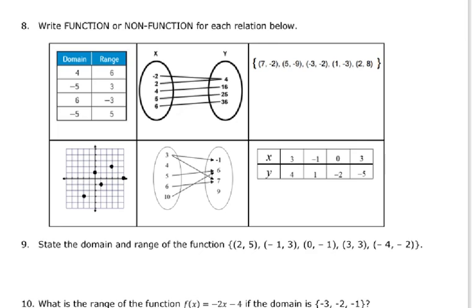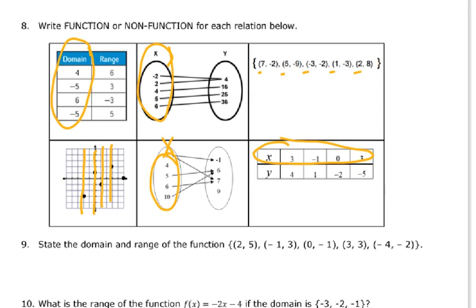Okay, number 8. Write function or not a function for each relation below. Very easy. I'm not going to do this one for you. You are fully capable. To check our functions, that means we're checking our x's. Check the x's. Okay? If the x's repeat, it is not a function. If all those x's are different, then we're good. It is a function.